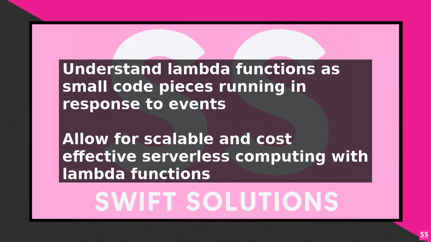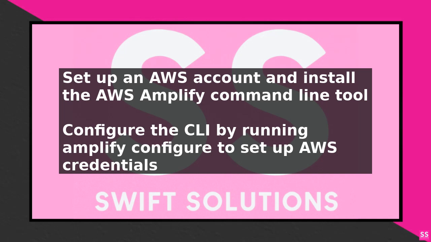Once installed, configure the CLI by running the command amplify configure, and follow the prompts to set up your AWS credentials. Next, create a new AWS Amplify project by running the command amplify init. This will set up a new directory with the basic structure for an AWS Amplify project.